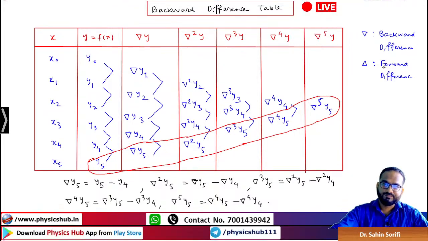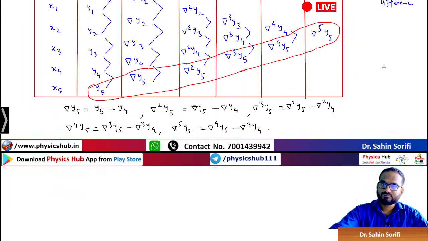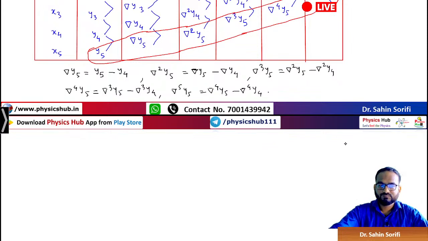Let me give you a problem. This nabla and delta are different from what we generally use to calculate gradient or Laplacian. That is not the same. So in a table, you are given the following data.